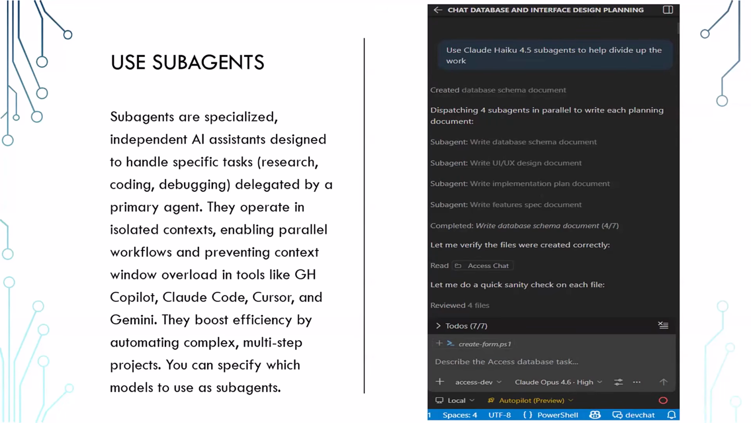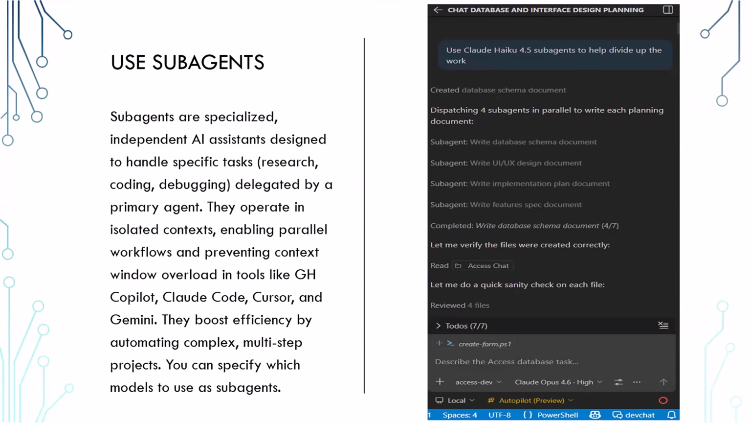You could also specify which models you want to use as subagents. A lot of times, and as you could see in this picture, I say use Claude Haiku 4.5 subagents, and I was using Claude Opus 4.6. And it dispatched 4 subagents in parallel. And so that made my work go a lot quicker.